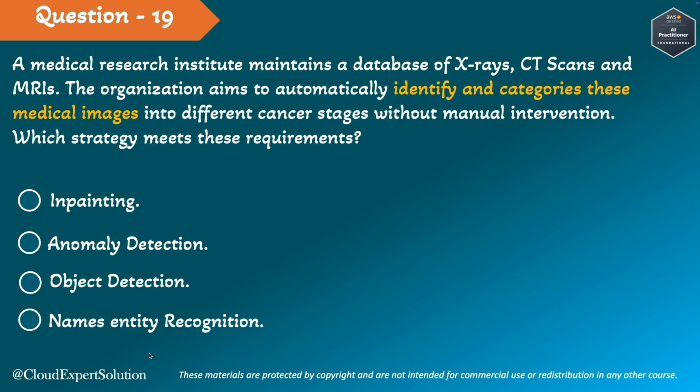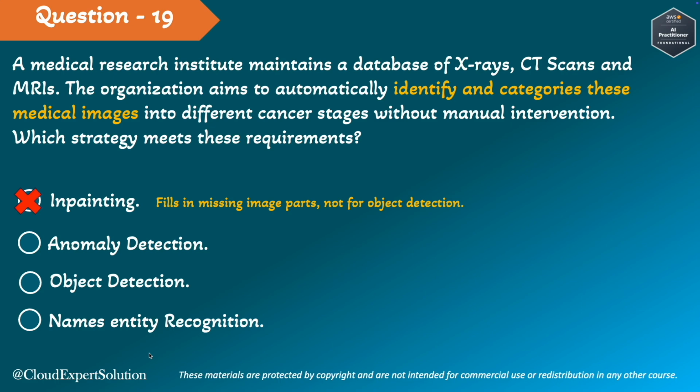In terms of important phrases, we need to identify and categorize these medical images. That means we are looking for a classification model which can differentiate cancer stages without any manual interventions. And let's review the options. The first option is in painting. In painting technique can fill in missing image parts, but this is not related to object detection. Hence, in painting is not the correct option.